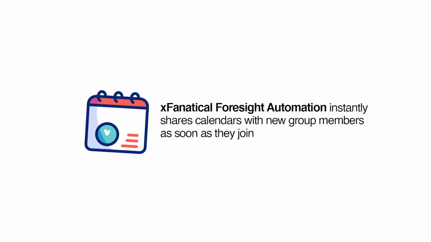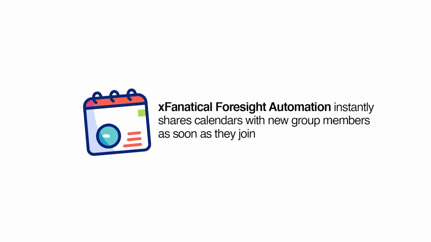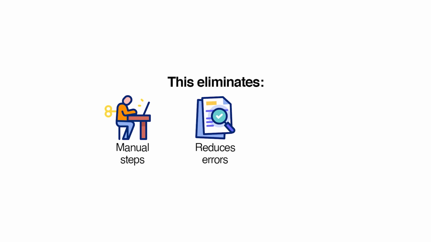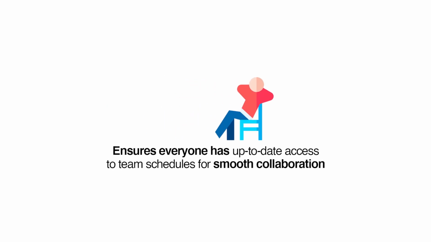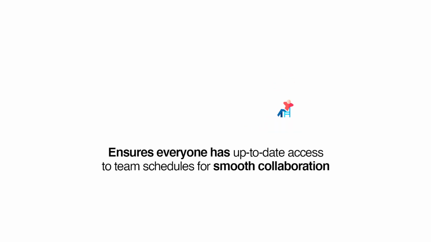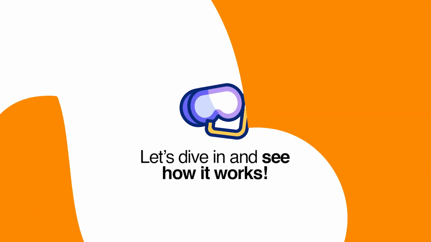xFanatical Foresight Automation instantly shares calendars with new group members as soon as they join. This eliminates manual steps, reduces errors, saves time, and ensures everyone has up-to-date access to team schedules for smooth collaboration. Let's dive in and see how it works.